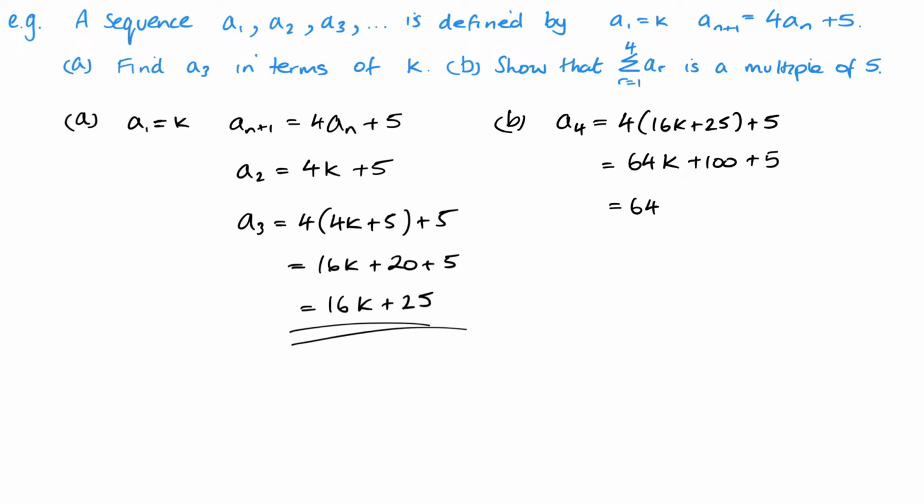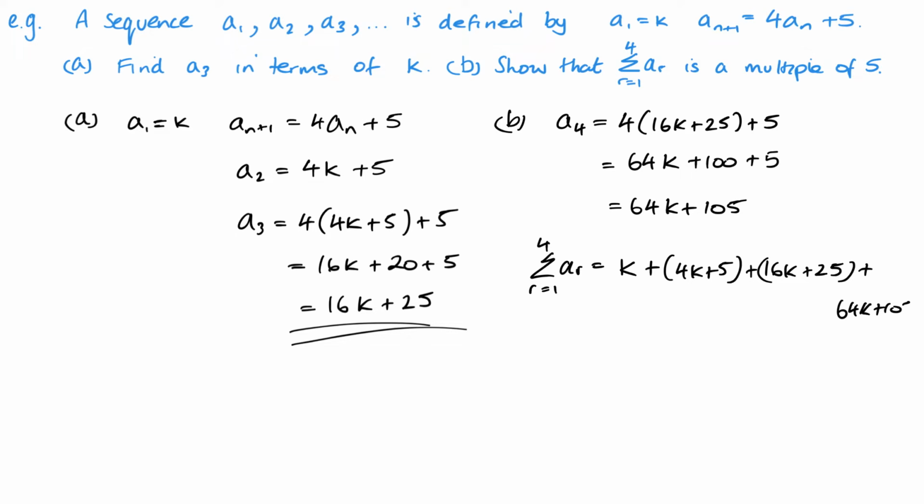So we get 64k plus 105. Now, if we think of the sum from 1 to 4 of this, it's going to be k plus 4k plus 5 plus 16k plus 25 plus, I can't quite fit it on the end, but 64k plus 105 should be in there. Okay, so that's each of my terms.